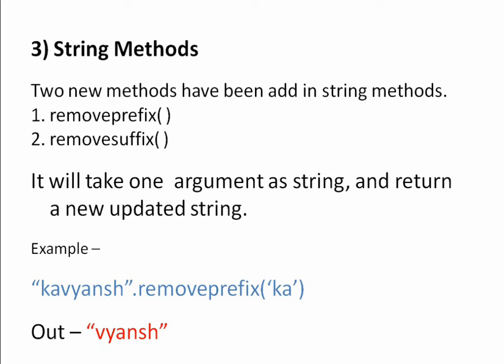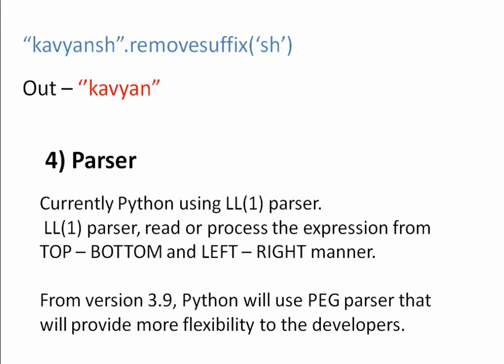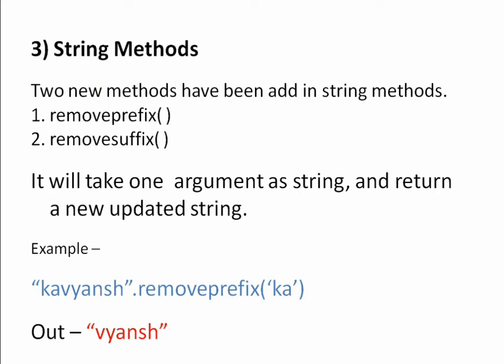So this is how remove prefix works. For the suffix, it will remove the last words. This is the string, and if we perform remove suffix and provide the substring inside the brackets, it will return like this. As you can see, sh is not present in the output. This is how remove prefix and remove suffix work. These two methods are not present in Python 3.8, Python 3.7 or the previous versions.